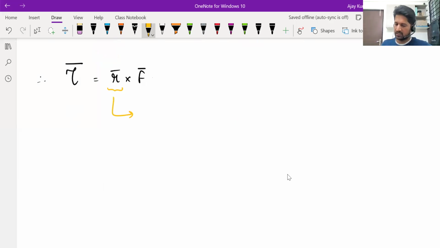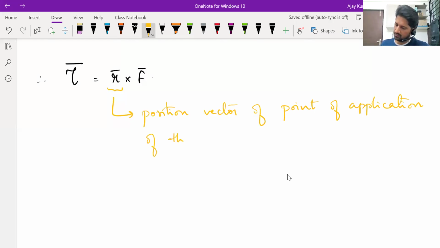So this position vector R is, remember this, all of you, the position vector of the point of application of the force, with respect to the point about which you want to calculate the torque. So it is the point about which the torque is to be calculated.